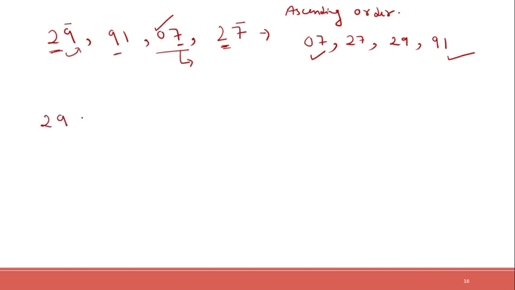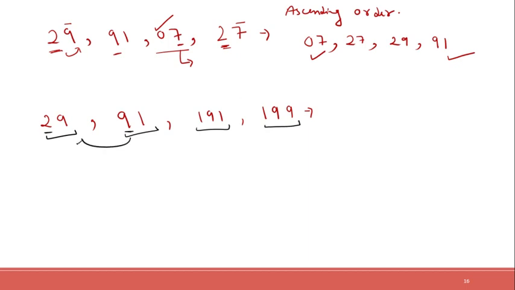Now I want you guys to do 29, 91, 191, and 199. How will we proceed? We just want to arrange it in ascending order. First we will check the number of digits. It has 3, it has 3, it has 2, it has again 2. So the numbers having 2 digits will be smaller than the numbers having 3 digits. So we'll check the tens place first in the numbers having only 2 digits. Here it is 2, here it is 9. Which is smaller? Obviously 2. So we'll write 29 first. Then 91. Then now we have two 3 digit numbers.